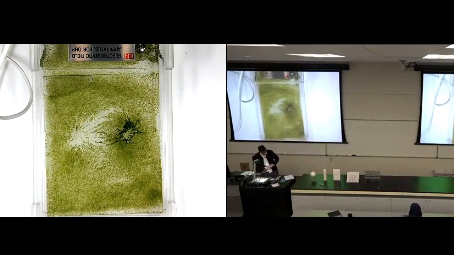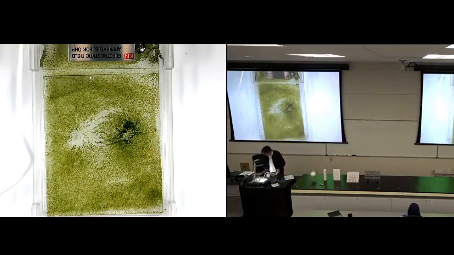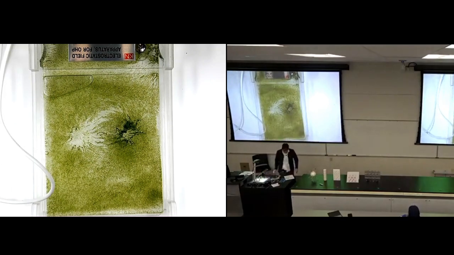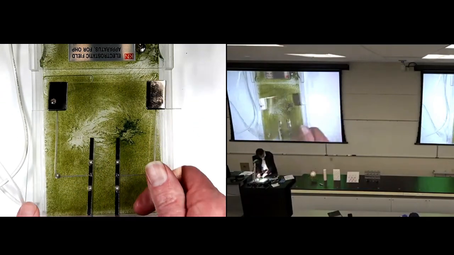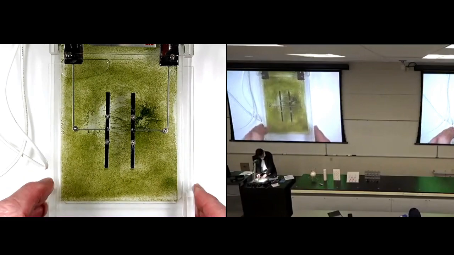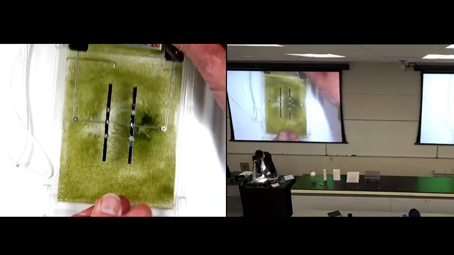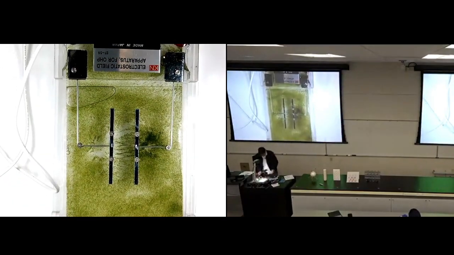I'll show you one more. Hopefully this will work easier. I was going to show you one more, but I've lost it somehow. Here it is. This is a second arrangement.